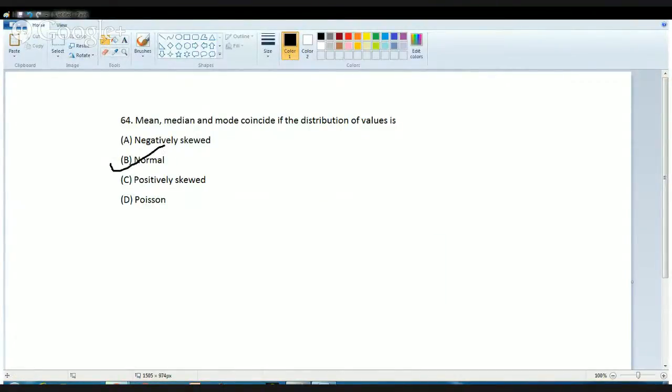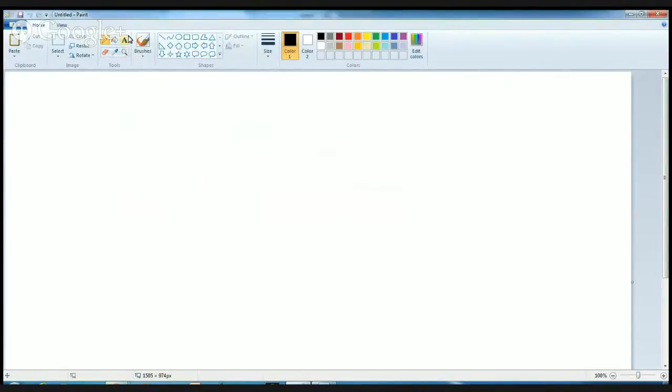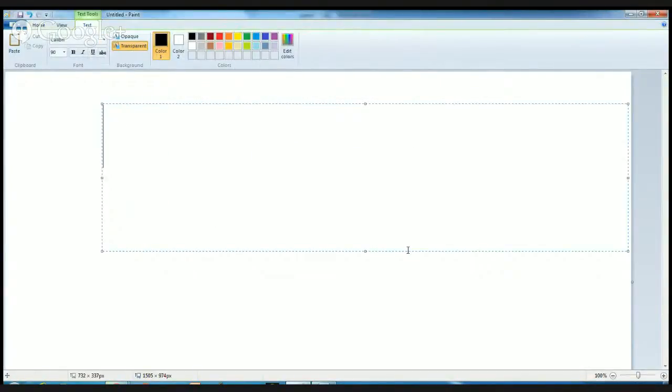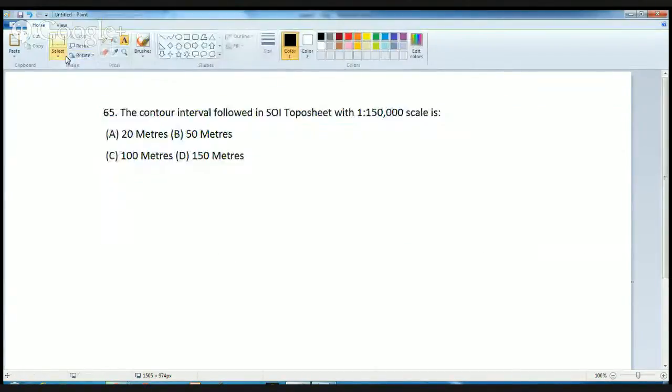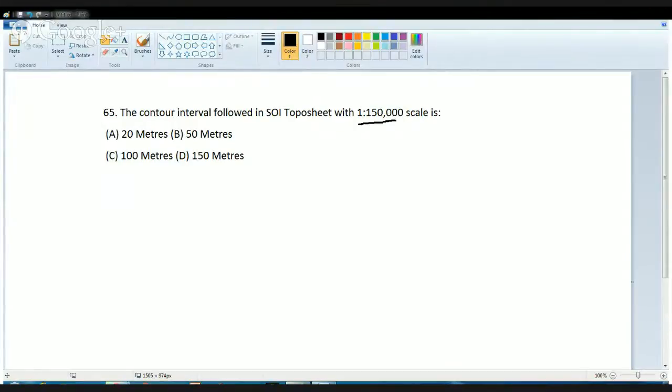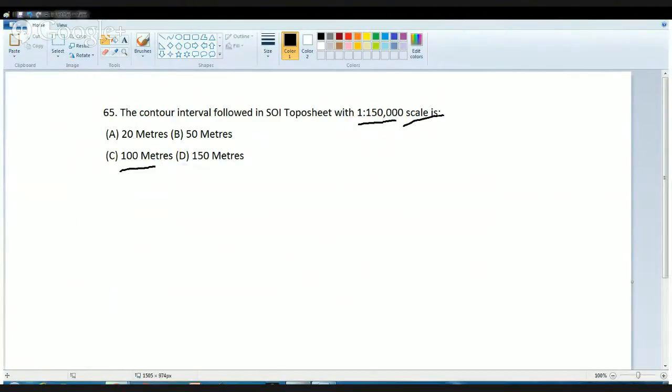The next is contour interval in a topo sheet given by Survey of India. For a topo sheet with a scale of 1:150,000, the correct contour interval would be 100 meters. So if the topo sheet has this scale, the contour interval would be 100 meters.